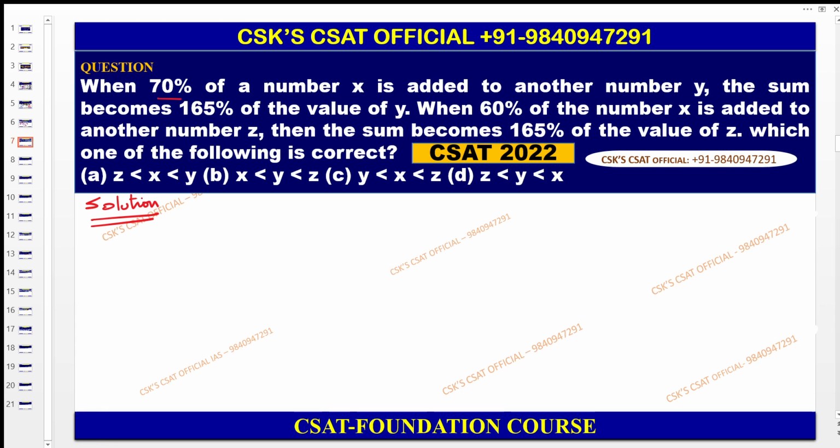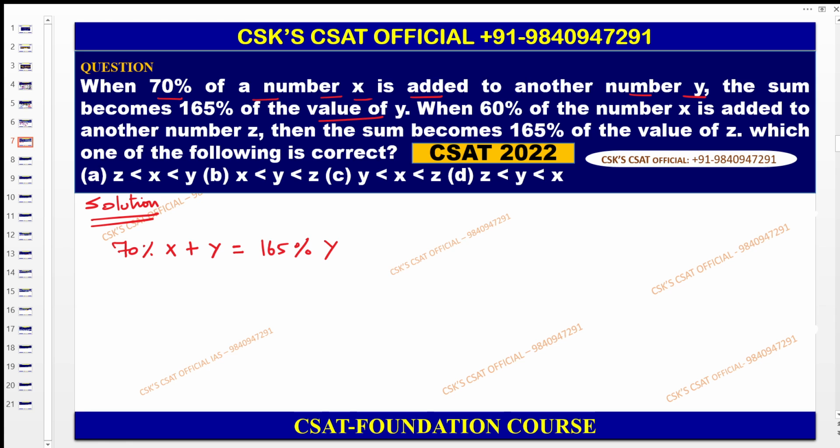Listen, when 70% of a number x is added to another number y, read the statement carefully. When 70% of the number x is added to the number y, the sum becomes, which means added, right? That sum becomes, means equal, 165% of y. So according to the first statement.